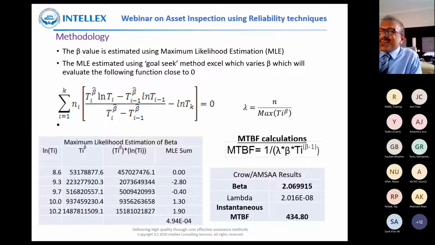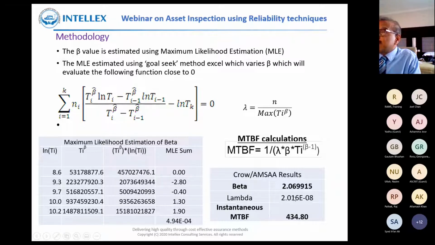Okay. So here in the spreadsheet, you have to put together a small model. You have the TI and the beta value. When you trial it, you put TI raised to beta, and this is a natural logarithm. You multiply the TI raised to beta, and you calculate the MLE sum using this formula. And in Excel there's a method called goal-seek. What you do is define that this function should be 0 by changing the value of beta. So goal-seek would calculate the correct beta value for it. Then you can use it, and it gives you the result for the beta value.